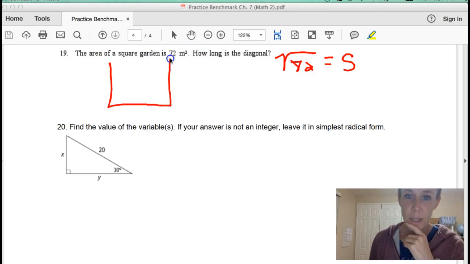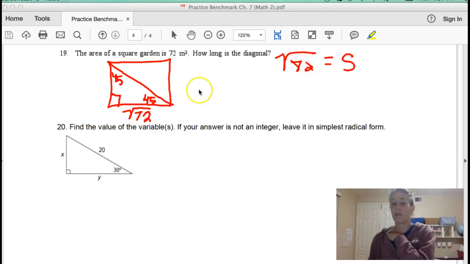Now I need to get the diagonal. And in a square, if I cut the diagonal, I create a 45, 45, 90. And I just need to know my ratios for 45, 45, 90s, and I can get that diagonal super easy. If I know each side is radical 72, each side is radical 72.